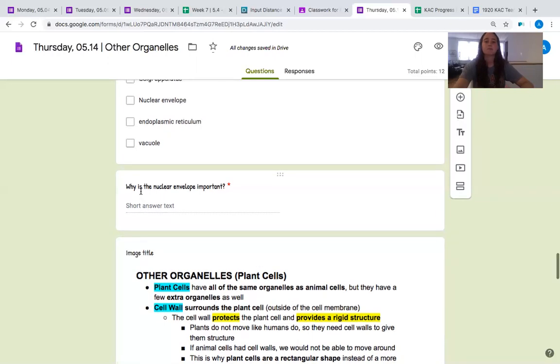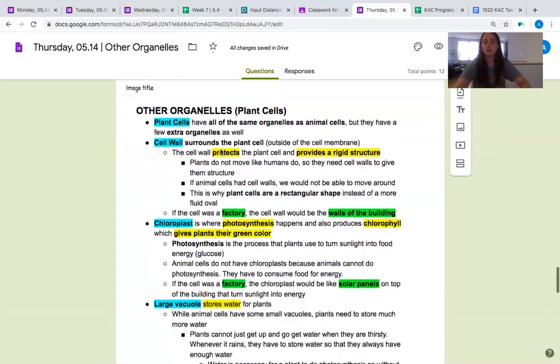All right, moving on to plant cells. So this first bullet point here is really important. Plant cells have all of the same organelles as animal cells, but they have a few extra organelles as well. So all the ones we've learned about, from the four we just named up above, vacuole, Golgi apparatus, endoplasmic reticulum, nuclear envelope, to all the ones we've been learning, nucleus, mitochondria, cell membrane, lysosome, ribosome. You get the point. Plant cells have them all, but they even have extra.